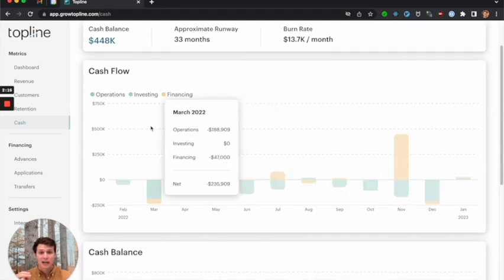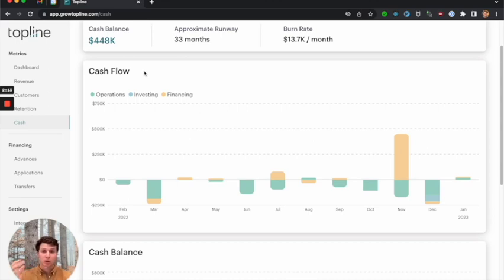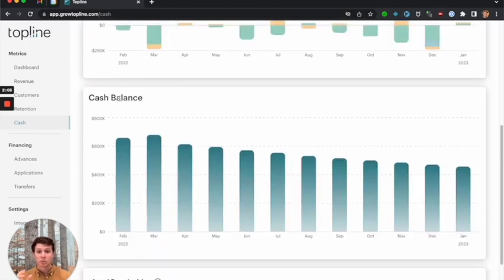We're going to show you what your cash flow looks like. We're pulling this from your QuickBooks or your accounting software so that you know where your money is going every month. Finally, we want to be able to show you your cash balance over time. Cash balance, pretty straightforward, pretty simple, but really nice to be able to see graphically so that you can tell where your business is going from a cash standpoint.